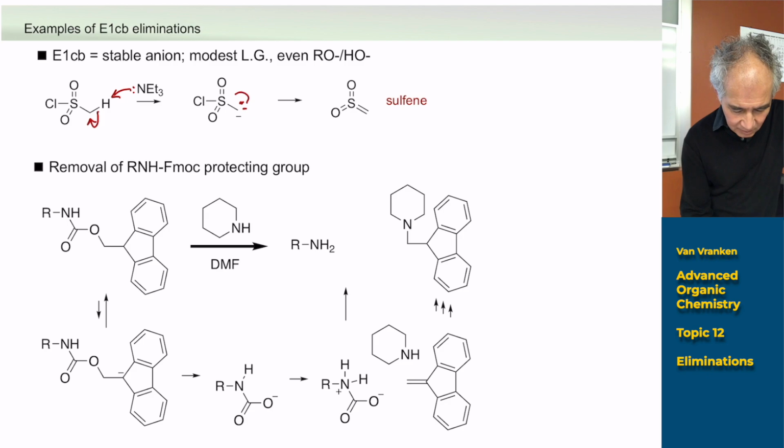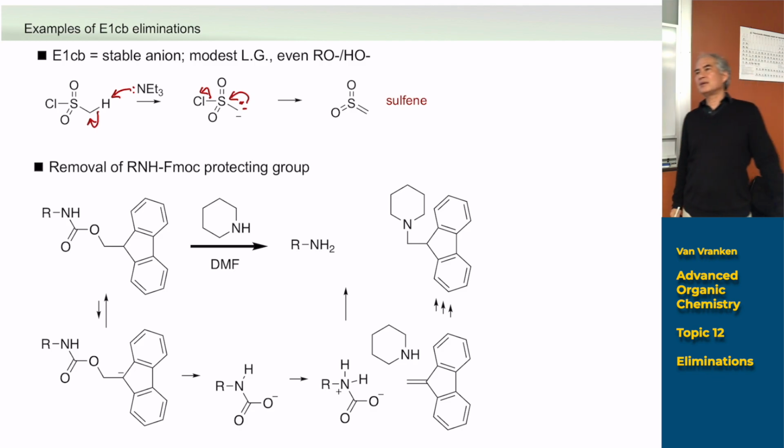Let's push out the leaving group. The leaving group is chloride, and you get this sulfene intermediate. That's an E1CB elimination mechanism, right? It's not a CC double bond, but it's the same sequence of steps. Deprotonate to make some sort of a stabilized anion, and then that anion can push out the leaving group.